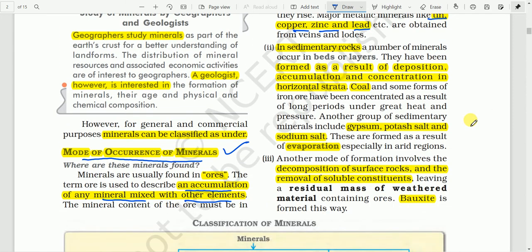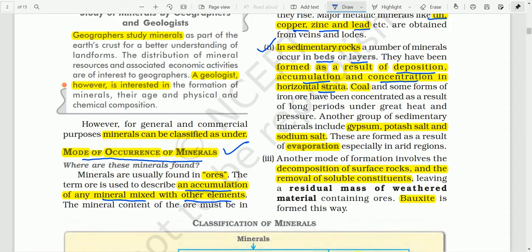Next, we have in sedimentary rocks, a number of minerals occur in beds or layers. You know, sedimentary rocks have different layers, or we call it a bed. A layer is also known as a bed in sedimentary rocks, and they have been formed as a result of deposition, accumulation, and concentration in horizontal strata.